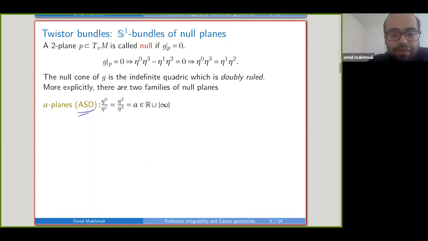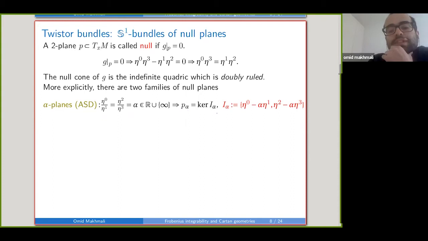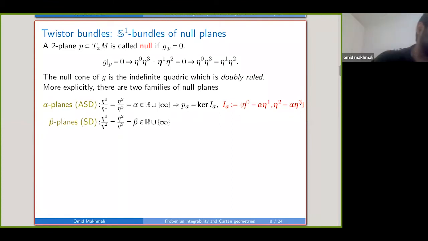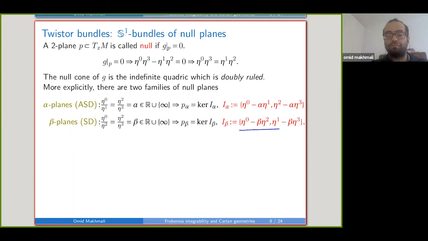Alpha planes are defined by this relation between one forms. So this ratio is equal to this ratio equal to some number we denote by alpha, which takes value in R, and because these are projective, alpha can also take value at infinity. That means alpha planes can be written as the kernel of a rank two Pfaffian system like this, where again alpha is an affine coordinate for the P1 bundle of these alpha planes at each tangent space. The other set is called beta planes, and they are parametrized this way. And the beta planes are null planes that can be written as the kernel of such a set of two forms for some beta, instead of one form.